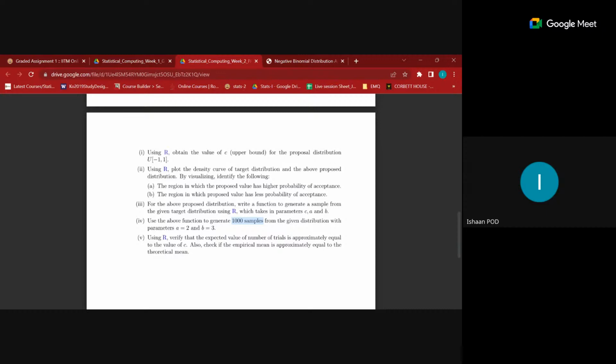Sir, I didn't get the last part, like comment on the, I mean... So as in like the theoretical and actual mean are equal. More or less equal.